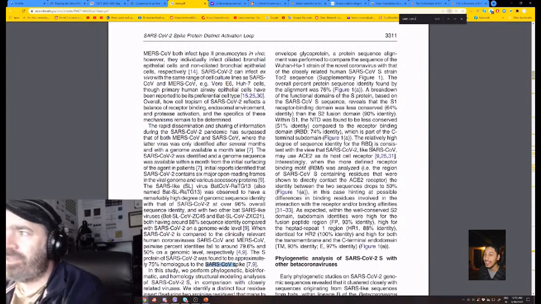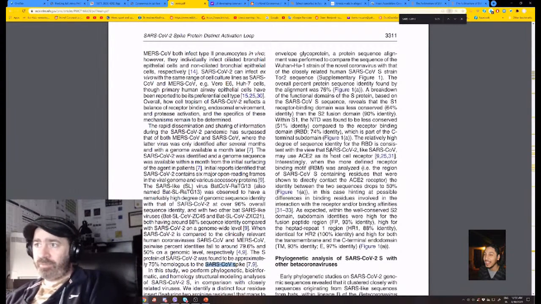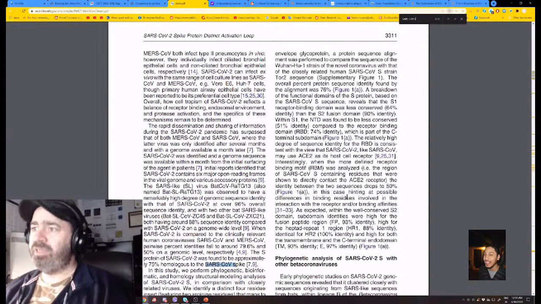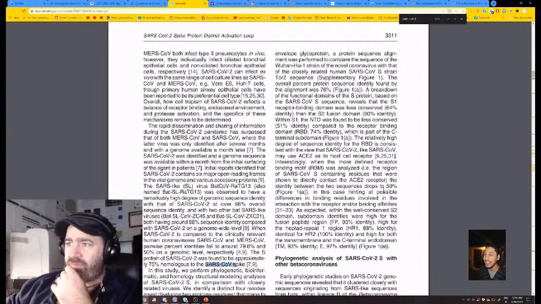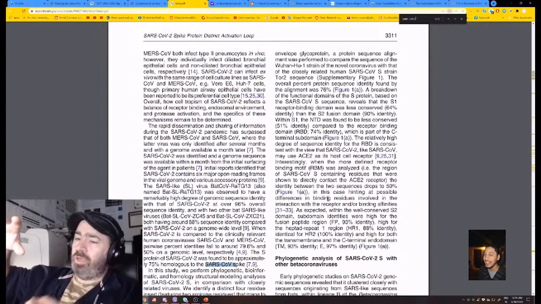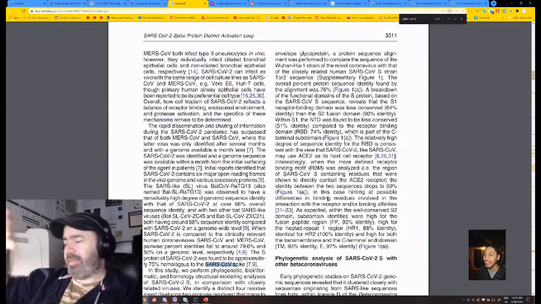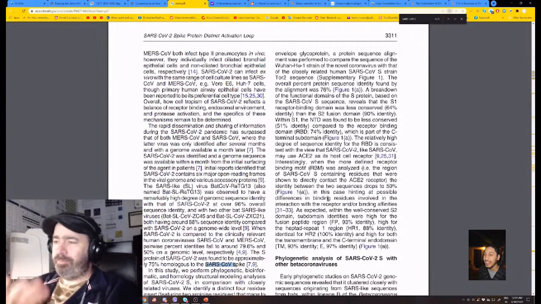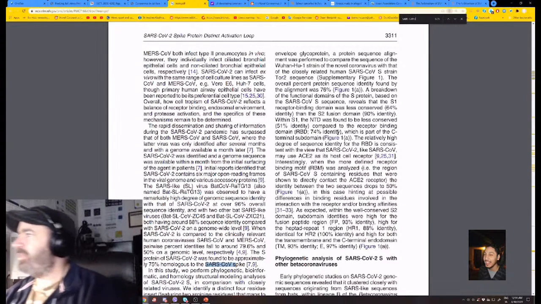And the relatively high degree of sequence identities for the RBD is consistent with the view that SARS-CoV-2, like SARS-CoV, may use ACE2 as its host cell receptor. Yeah, it's kind of old news. And interestingly, when the more defined receptor binding motif was analyzed, i.e. the region of SARS-CoV-S containing residues that were shown to directly contact the ACE2 receptor, the identity between the two sequences drops to 50%. So basically saying that there's a bigger difference between SARS-CoV-2 and SARS, and I'm guessing SARS-CoV-2 has better homology to the human receptor.